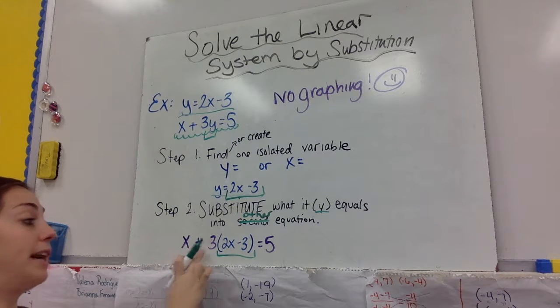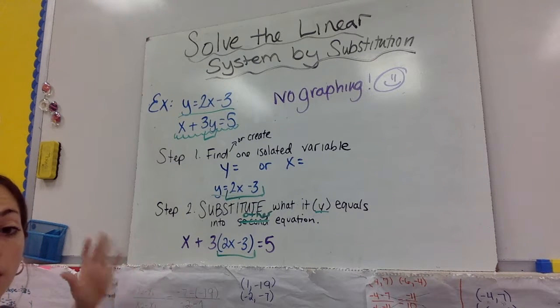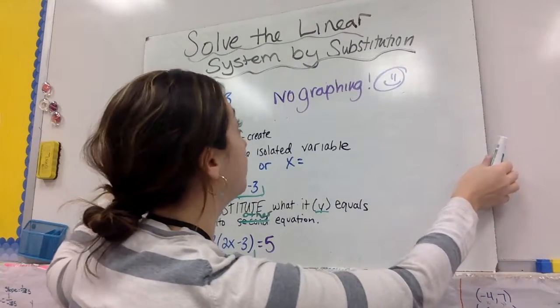And now if you look, you have x plus 3 times the quantity 2x minus 3 equaling 5. Solve for this equation, and you'll get your x value. Go ahead and do that.